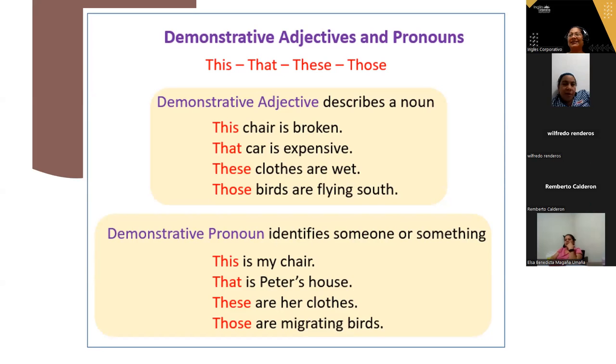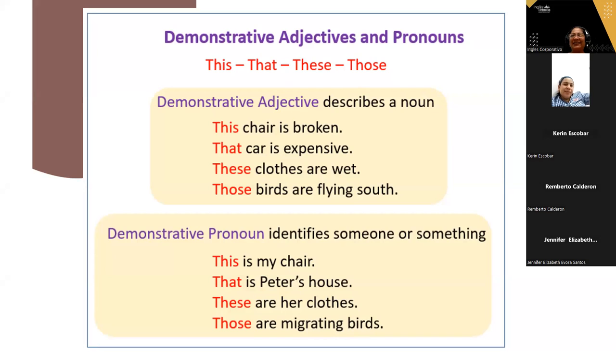Teacher, in my group, demonstrative adjective describes a noun in general, and demonstrative pronoun is more specific. Okay, more specific. Possessive. Is the possessive. Okay, thank you, Berta.